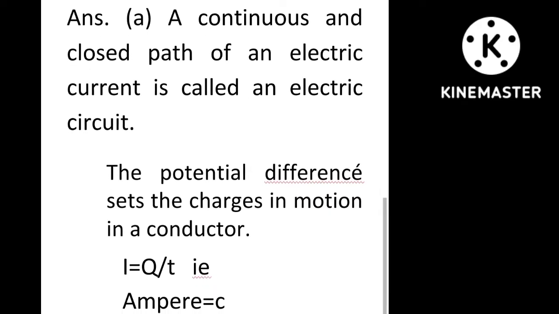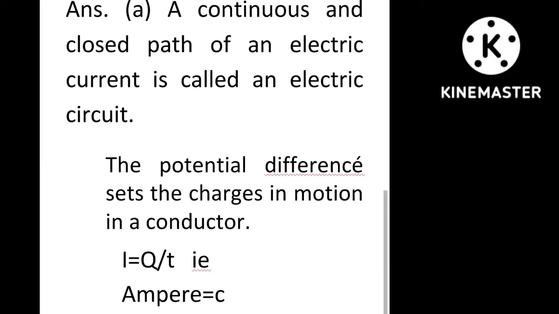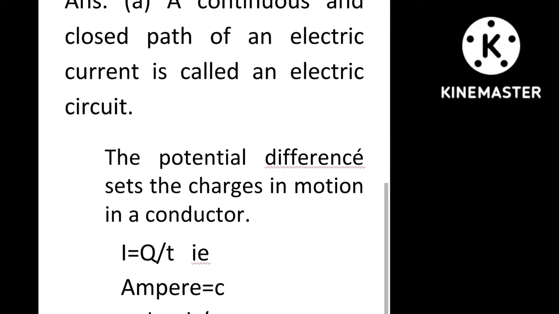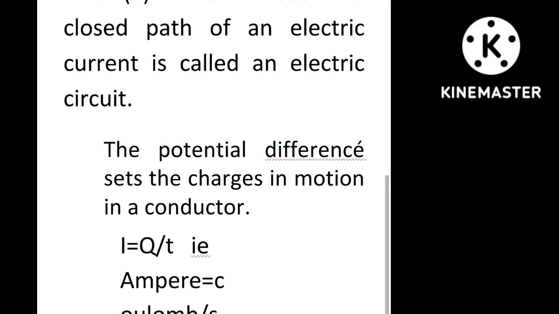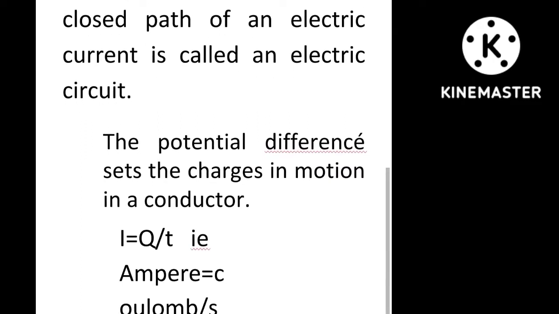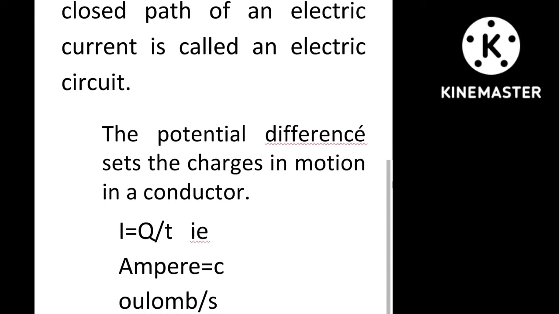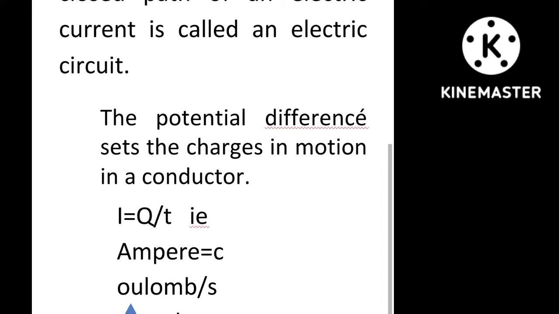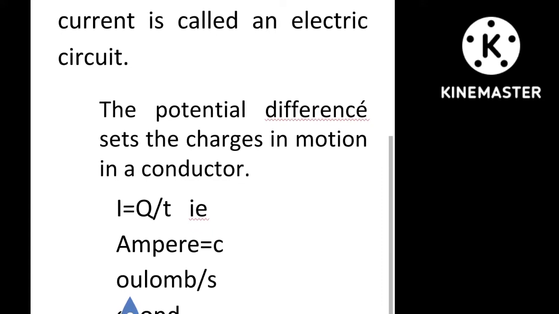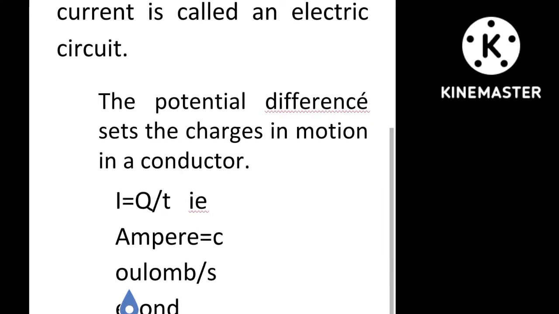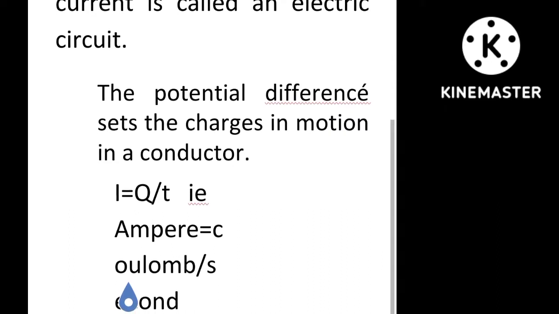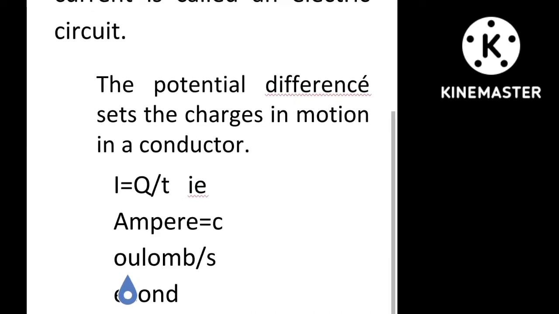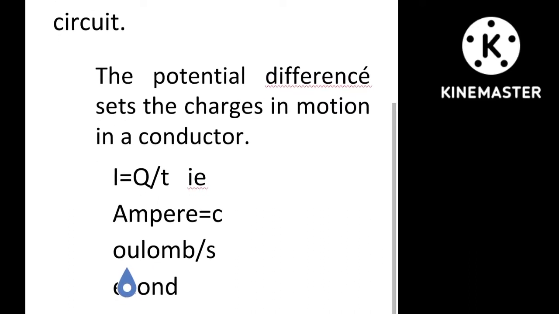The electric circuit is a continuous and closed path of an electric current. And in order to keep the continuous flow of electric charge, there should be a potential difference across the circuit. And here the relation between coulomb and ampere is equal to coulomb per second, or I is equal to Q by T. Now we can answer the next question.